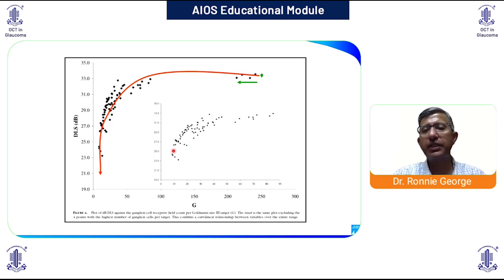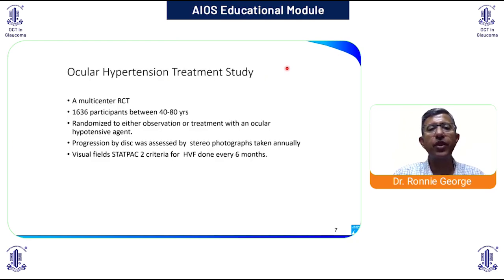And the little picture here shows you what happens over the entire range. So what this means is in this part of the disease, functional change, there is visual field change, is not as effective as structural change in detecting change of damage. And we had evidence for this from the ocular hypertension treatment study, which was a multicentric randomized controlled trial, which looked at what happened to patients with ocular hypertension who were treated or followed up with observation.